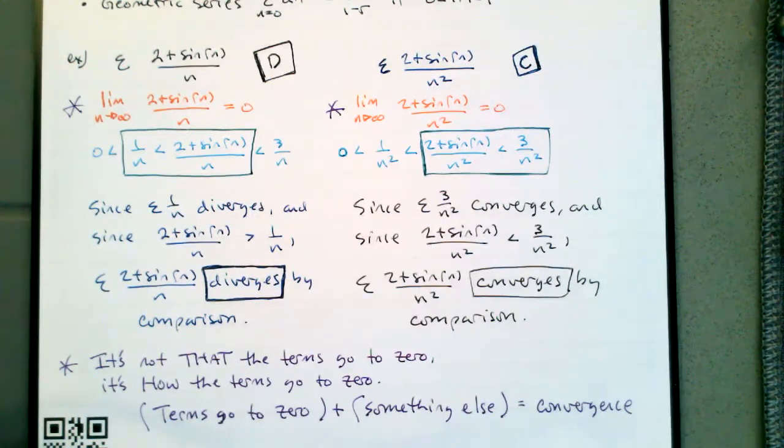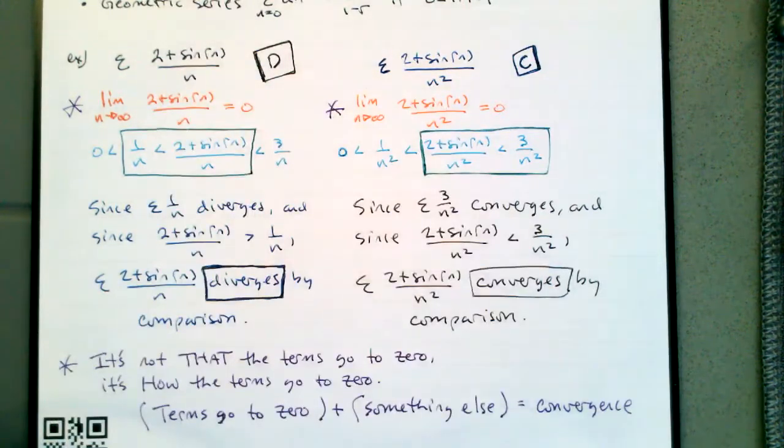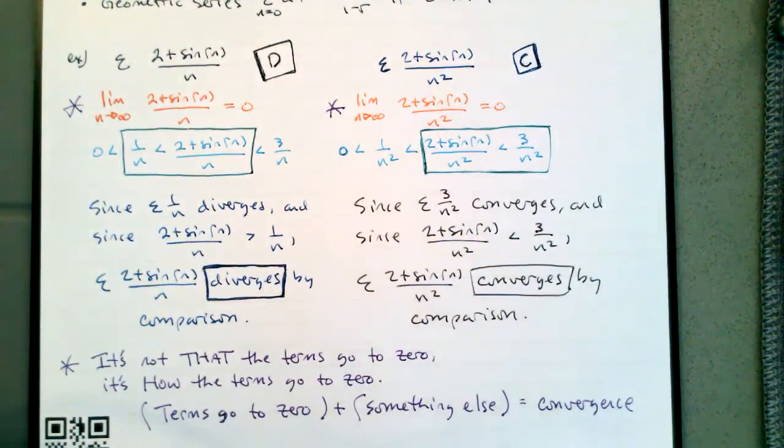Because that's how fast we want to be when we look at the series. We want to look at this in an instant and say, 1 over n, that looks like it diverges. 1 over n squared, that one converges. So we're just trying to add to this something else that we can identify, where the terms go to 0, plus we get something else, then we can conclude convergence.